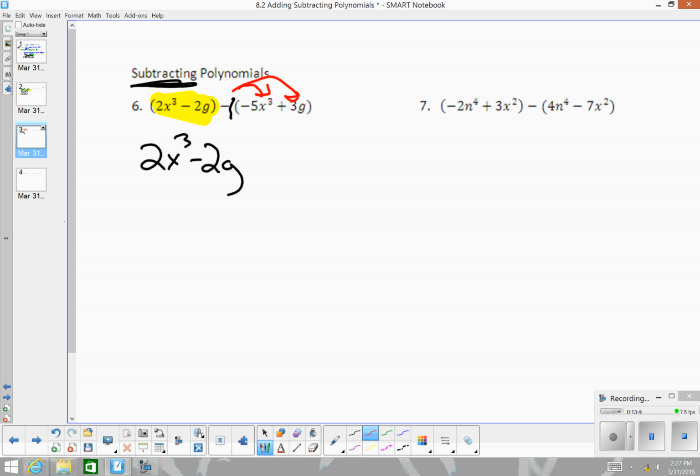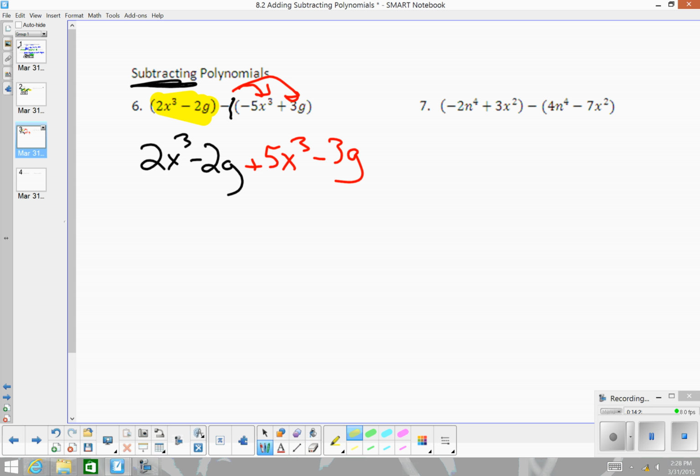Now, when you do this, there's a quick little tip that you could use. If you multiply anything by a negative 1, all it's going to do is change the sign. So when you drop the parentheses, all you're doing is changing the sign of each term. So negative 1 times negative 5x cubed is actually what? Positive 5x cubed. So if I have negative 1 times positive 3g, it's actually minus 3g. Okay? So now I got rid of the parentheses.